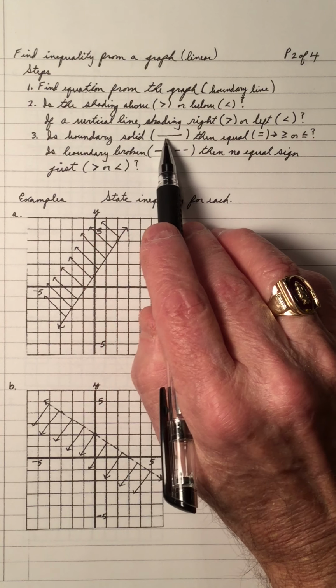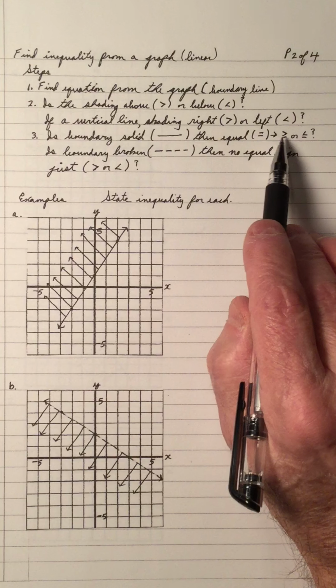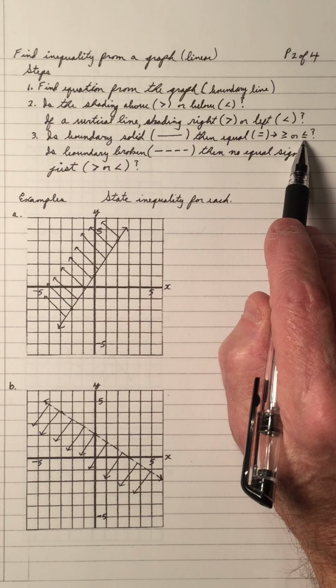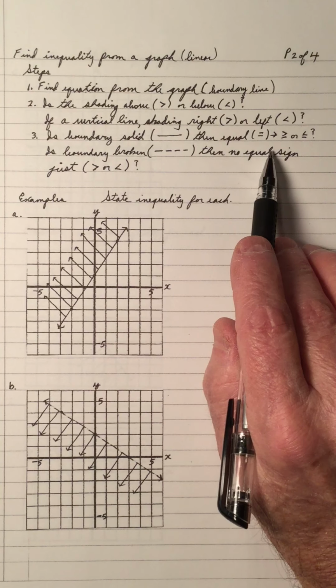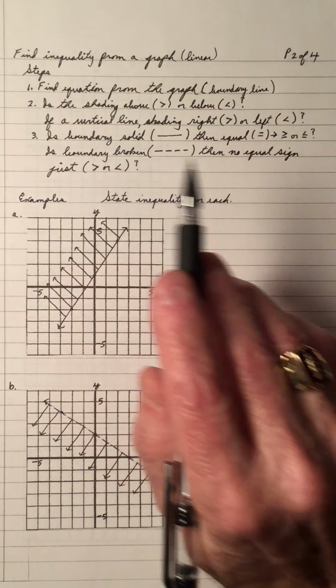Is the boundary line solid? Then it's equal to: greater than or equal to, or less than or equal to. Is the boundary line broken? Then no equal sign, just greater than, less than.